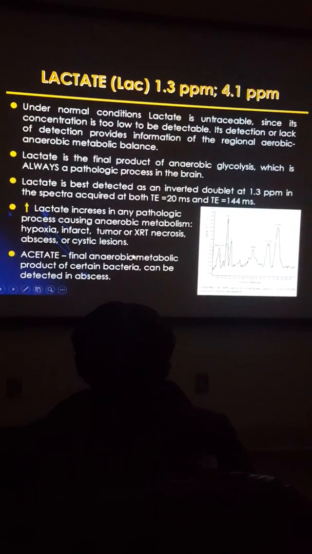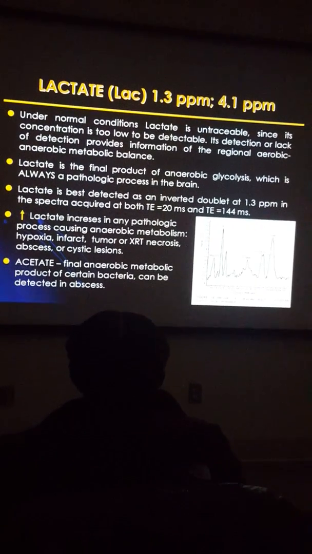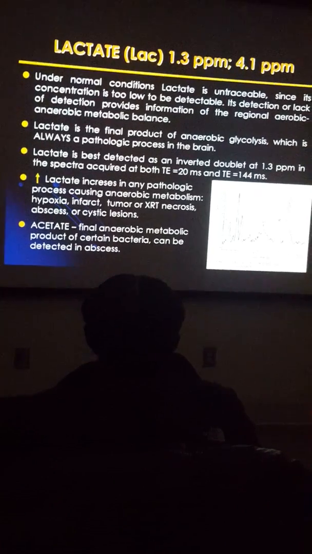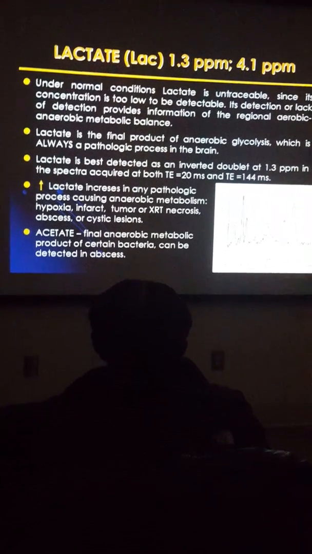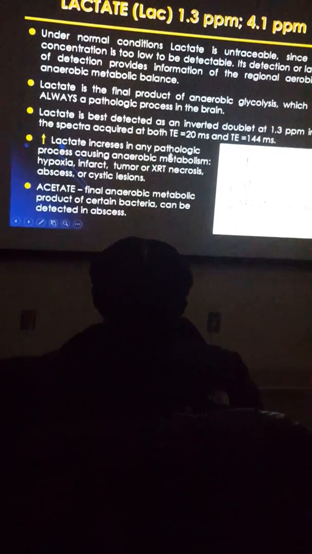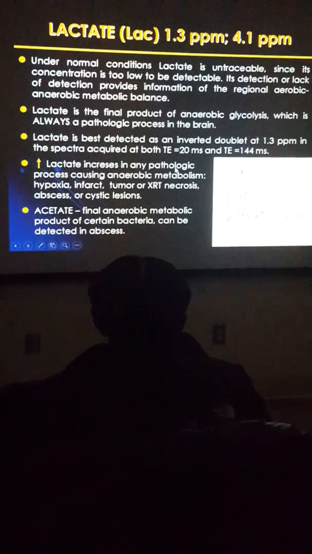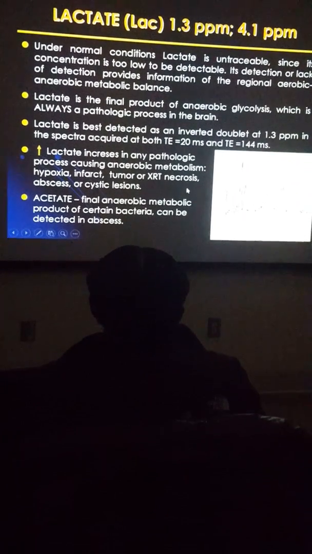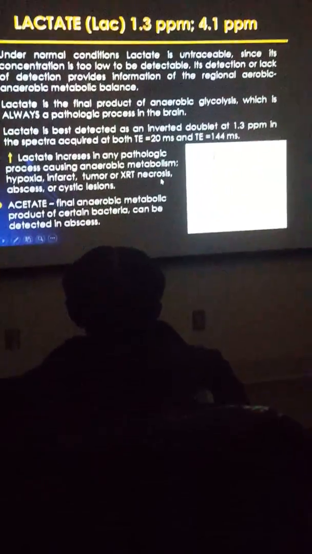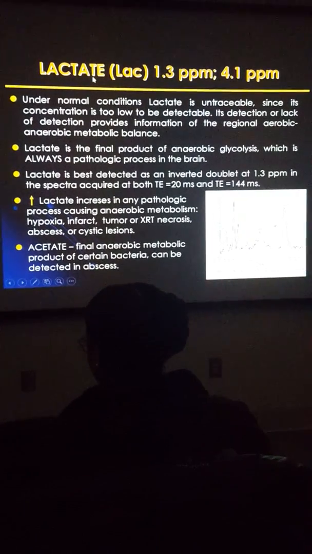It increases in anaerobic metabolism, so in ischemia you're going to see an elevation in lactate. You're going to see it also in tumor necrosis. You're also going to see it very markedly elevated in radiation necrosis. So when you have a patient that has been treated, one of the ways for us to try to differentiate between active tumor and radiation necrosis is going to be using a spectral analysis to look at the amount of lactate and the amount of choline.